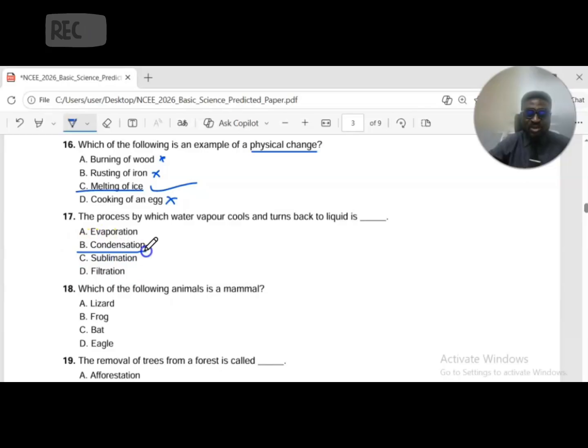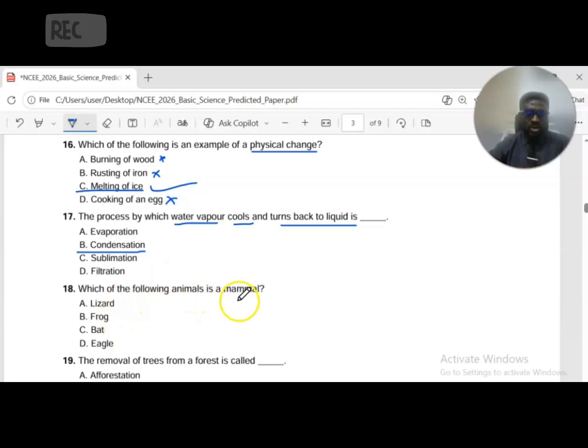Is option B, condensation. The process by which water vapor cools and turns back to liquid is called condensation. Evaporation, like I explained earlier, is when liquid molecules gain heat and escape to the atmosphere in form of gaseous particles. Then sublimation is when solid materials transform from solids to gaseous state directly without passing through the liquid phase. We call them sublimates or sublime objects. While filtration is that separation technique where you separate solids from liquids and so on.